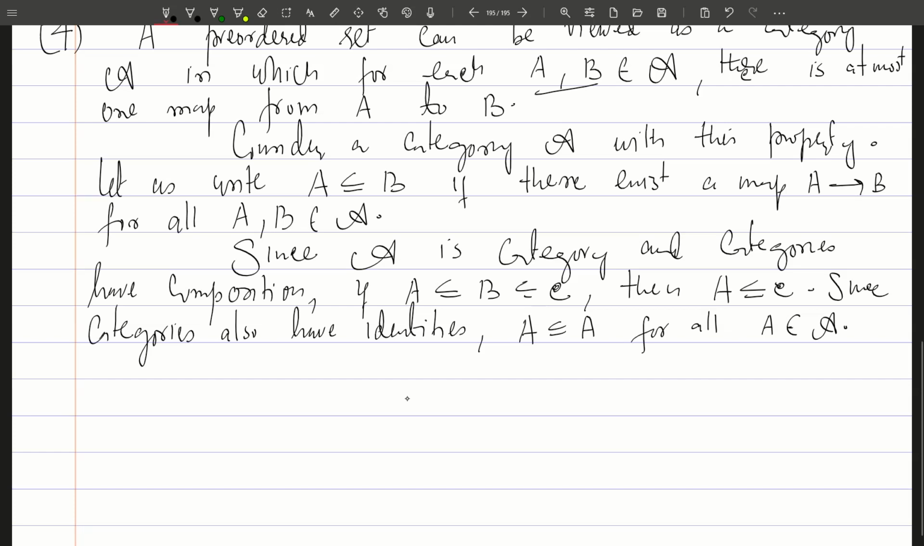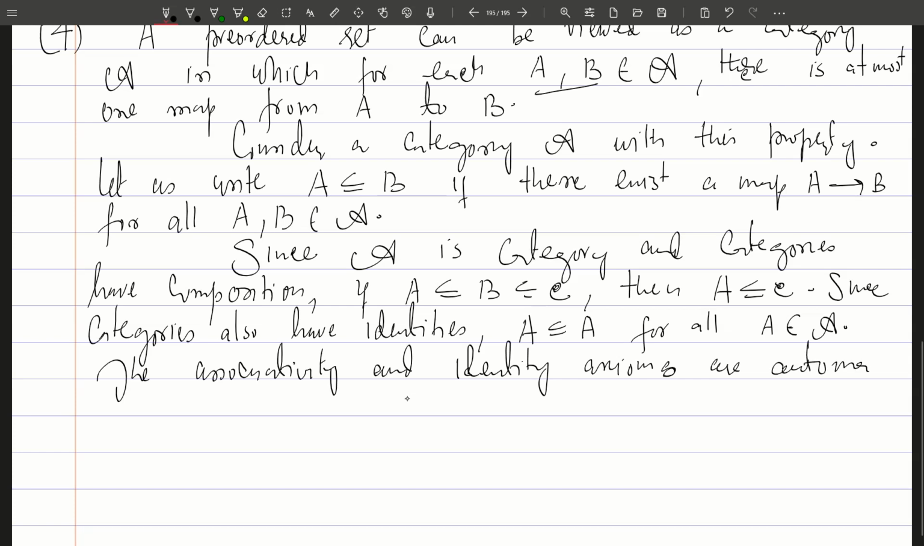Since the associativity and the identity actions are automatic, they follow easily.